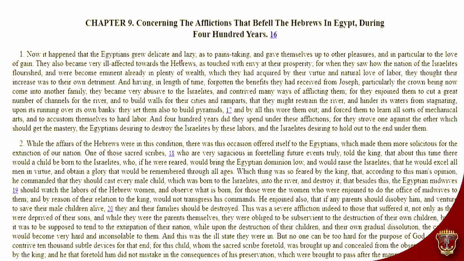So he said a scribe foretold that someone was going to come, and if he's brought up the right way, he's going to shake some things up in Egypt, and he's going to mess up Egypt's empire, right? So the Pharaoh was like, we can't have that. We gotta figure out a way to deal with this situation.